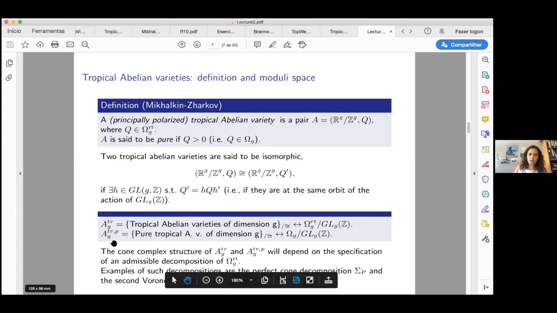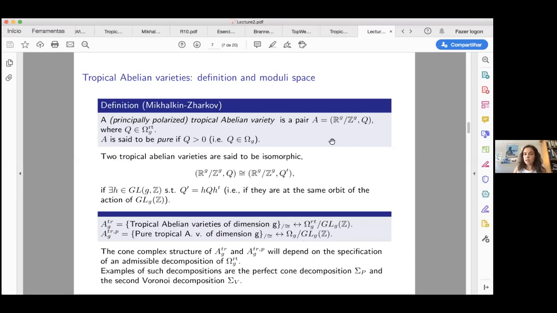We will denote by A_g^trop,p, with the p here to denote pure, the tropical abelian varieties of dimension g up to isomorphism. This notion of isomorphism is in bijective correspondence with the quotient of the cone of positive definite quadratic forms by the action of GL_g(Z). All right, so this is our definition of the set of tropical abelian varieties of dimension g.